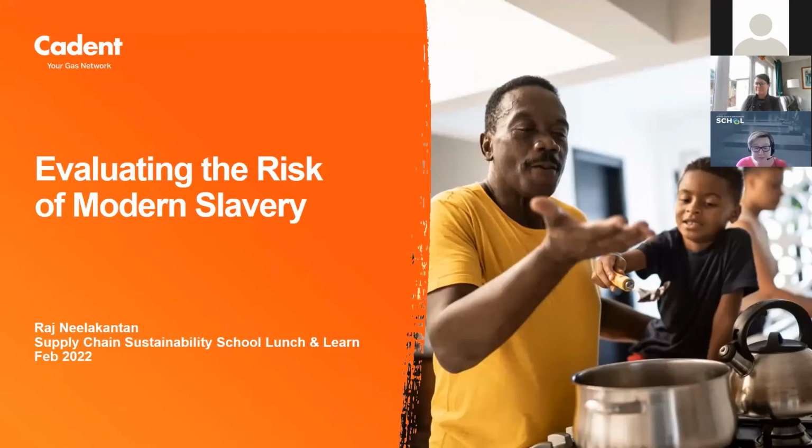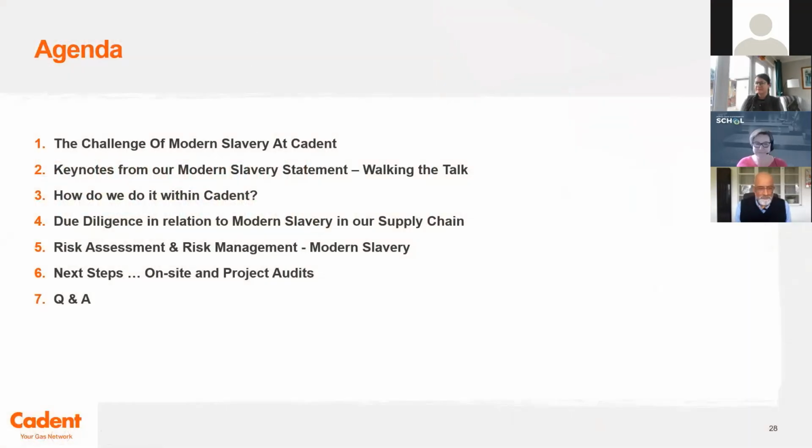Are you there, Raj? I'm back now, and hopefully you can hear me, right? Okay. Yep, can. So, going on to the next slide, please. So I'm going to cover quite a few topics here. I've numbered them quickly for your reference. The first three are more about how we do modern slavery and the tackling of it at Cadent itself. And then we slip into the last three slides, which are more around what we do in the supply chain for it. And the reason for putting them in that order is because you need to be able to walk the talk, as it were, before you can ask others or expect others to do something in this space. So you can go to the next slide, Helen.